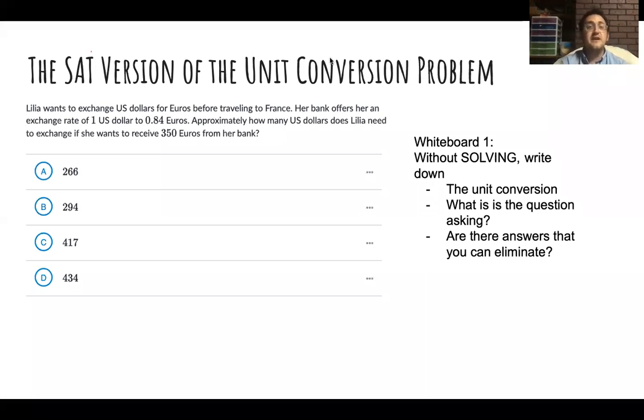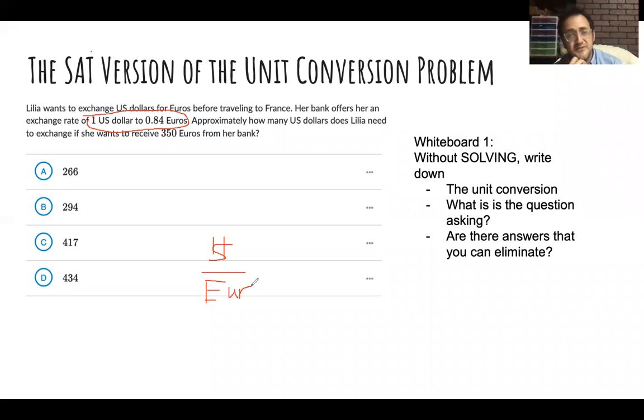Now, let's see what the SAT version of a unit conversion problem looks like. And actually, this is literally like the Costa Rican problem that we did at the very beginning. It says that Lila wants to exchange US dollars to euros before traveling to France. Her bank offers an exchange rate of $1 to 0.84 euros. So I like to think about, what are we comparing? It's pretty obvious here that we're comparing dollars to euros. And I'm just going to take note of that.